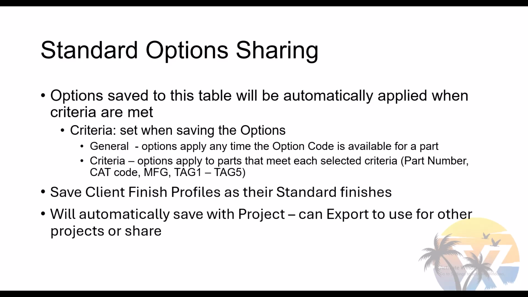A standard options table allows you to apply those standard finishes either generally or with criteria that you designate, and applies those finishes to those line items as long as they don't already have options included.